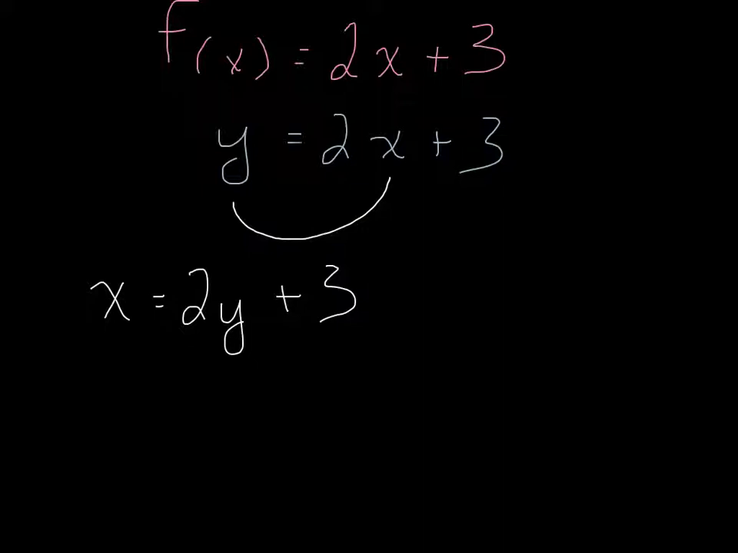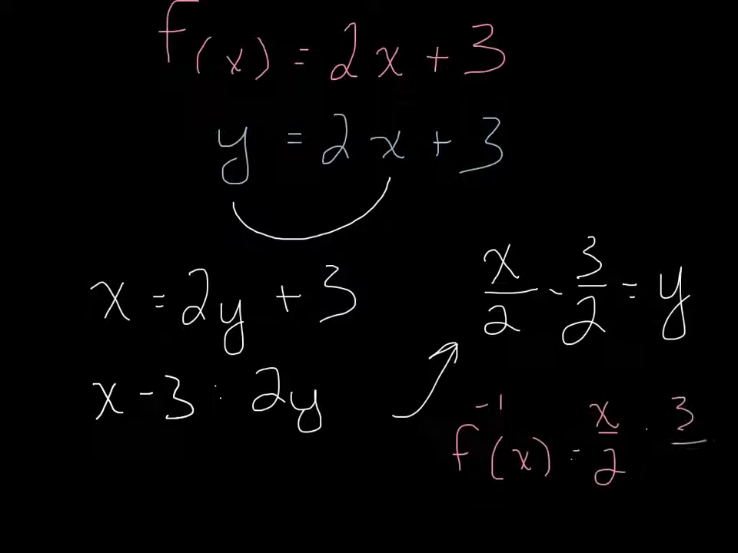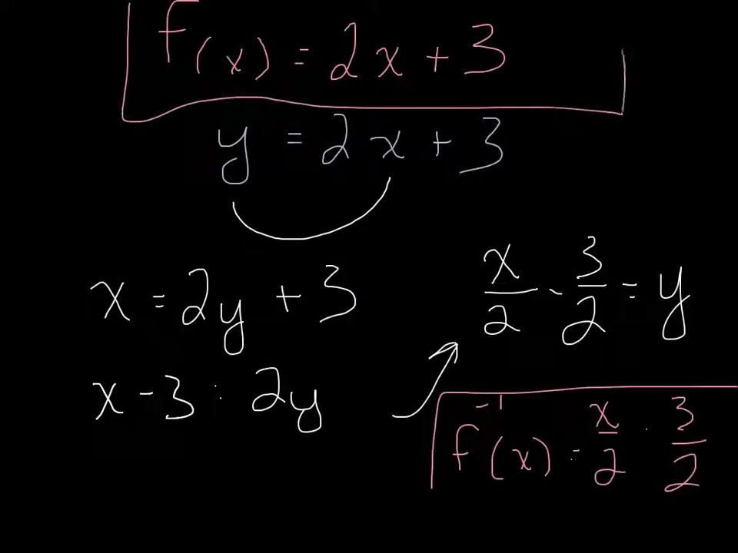So now, I just have to isolate this y. I'm going to start by subtracting 3. So x minus 3 equals 2y, and now I'm going to divide by 2. So I'm going to get x over 2 minus 3 over 2 equals y, and I'm going to rewrite that in function notation, so f to the negative 1 of x is equal to x over 2 minus 3 over 2. So this is the inverse function of f of x.